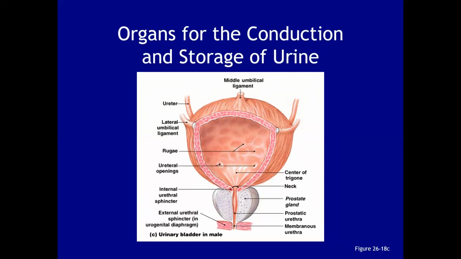All right, so let's look at the bladder a little more closely. This is the bladder of a male because we have the prostate gland encircling a structure called the prostatic urethra. For the male, there are three different areas of the urethra. This is the urinary bladder, and let's pay attention to the openings here and here for the ureters.